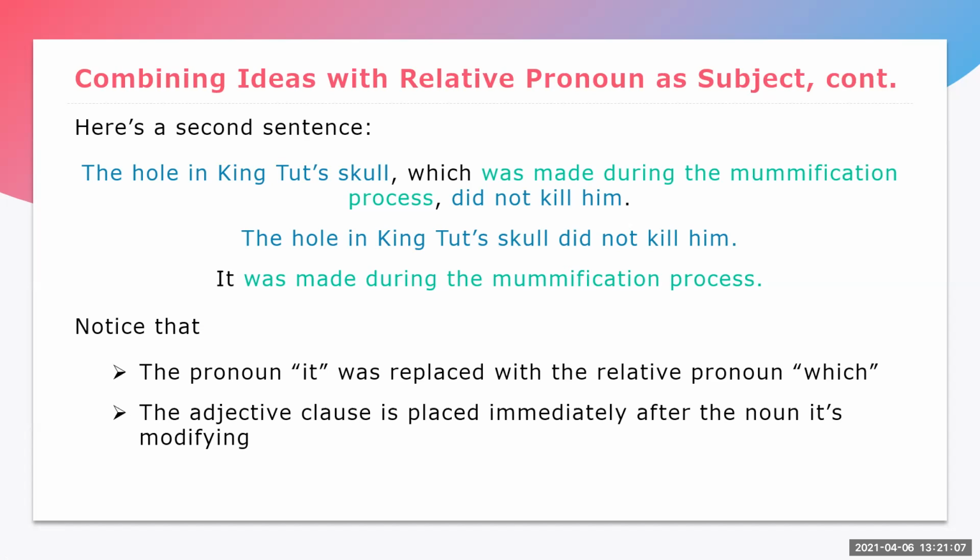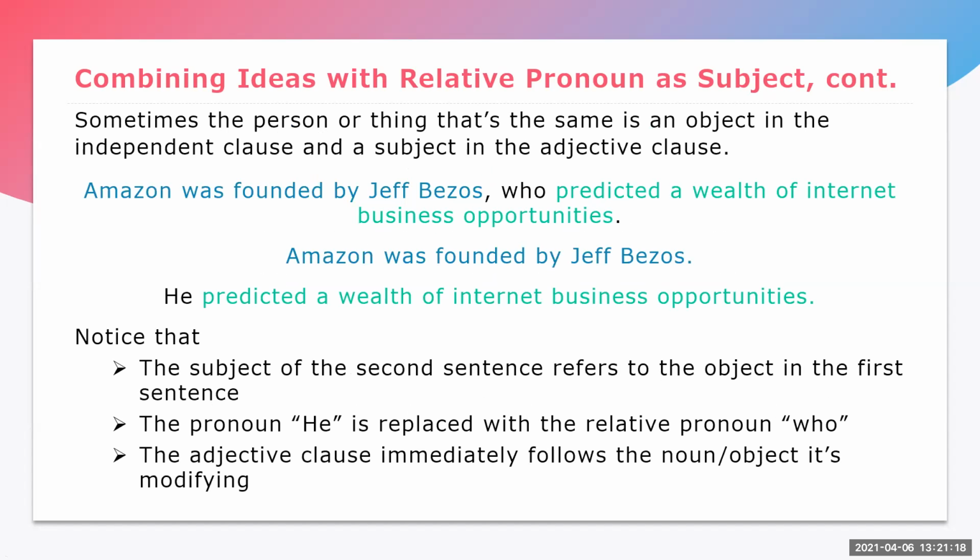Once you add the commas around the adjective phrase, you have successfully combined the two ideas into a single sentence. So in the first two examples, we looked at the independent and adjective clauses referred to the same subject. Sometimes, however, the subject of the adjective clause can refer to the object of the independent clause. Let's look at that more closely.